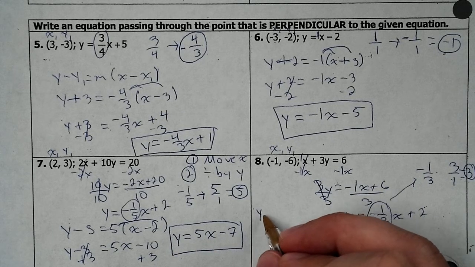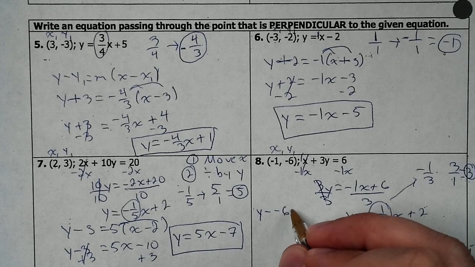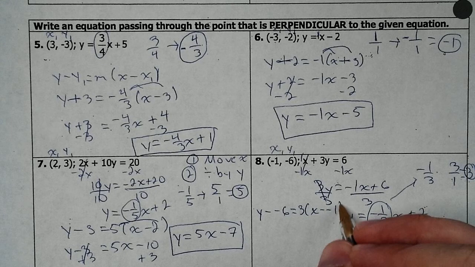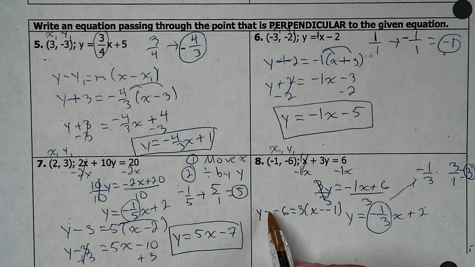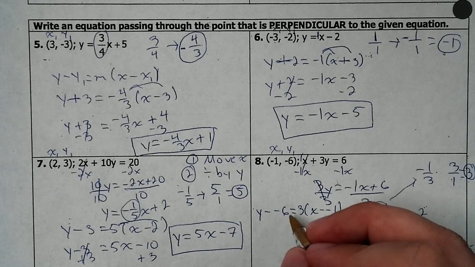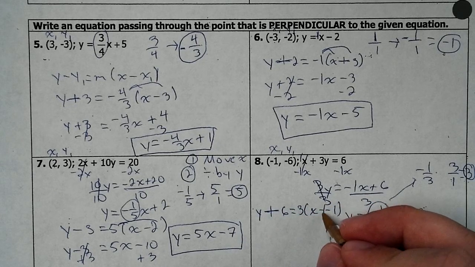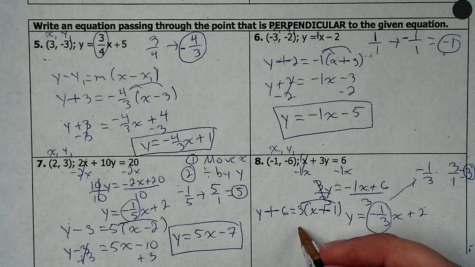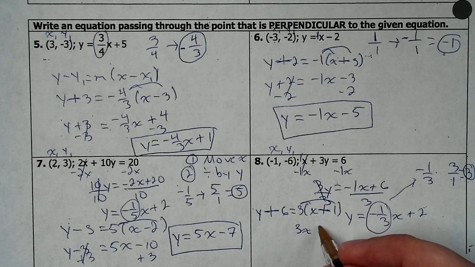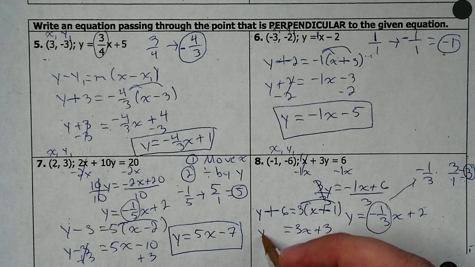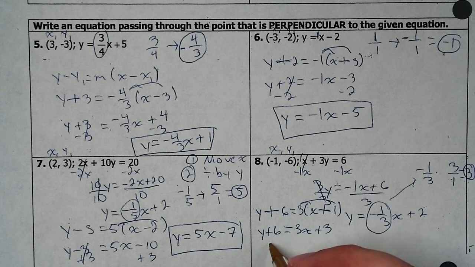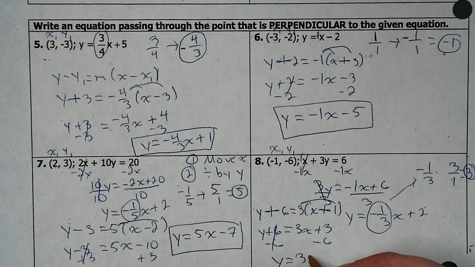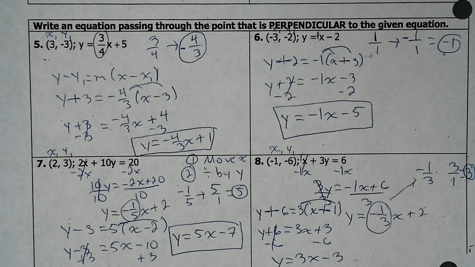So y minus negative 6 equals 3 parentheses x minus negative 1. Whenever you see a minus next to a negative, make sure to change it to plus. Then we distribute and start to solve. So 3 times x is 3x, 3 times 1 is 3. And then I got to move this 6 over there, so minus 6. I get y equals 3x minus 3.